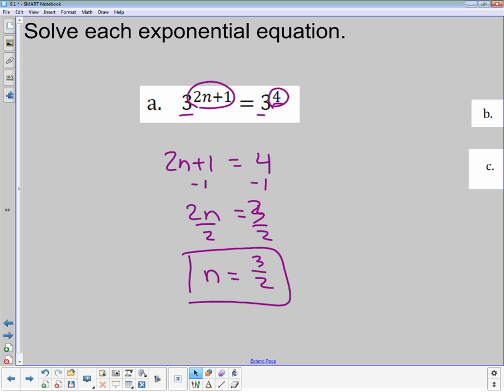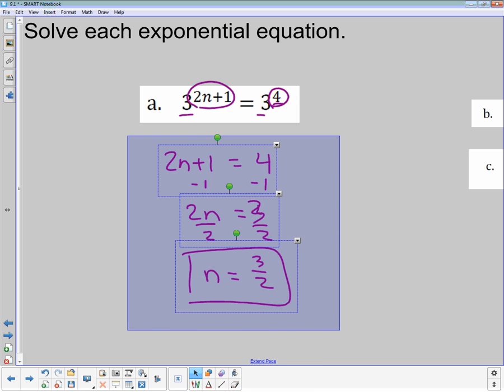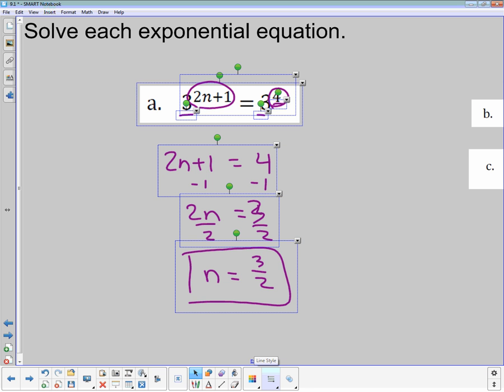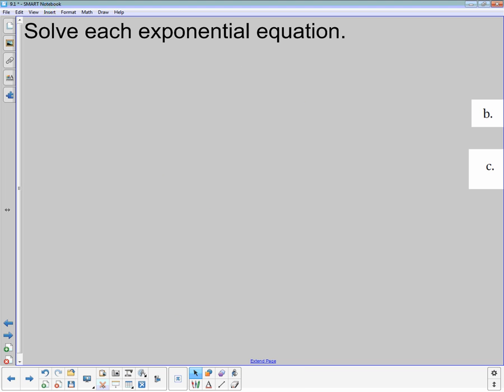Okay. Let's take a look at part B. Now in part B, our bases don't necessarily look the same. So let's see if there's a way that we can fix those bases so that they are the same. The base on the left appears to be 2. The base on the right appears to be 8. So let's see if we can figure out how to fix that.